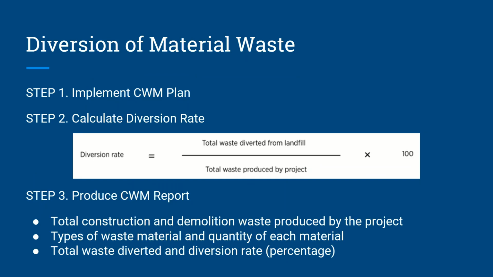To earn this credit in the Materials and Resources category, the first step is to implement a Construction Waste Management Plan, or CWM plan. After the CWM plan is created, the project team can calculate the waste diversion rate, which is defined as the total waste diverted from landfill divided by the total waste produced by the project multiplied by a factor of 100. Once the project diversion rate is calculated, a final waste report for the project can be created and must include the following information: the total construction and demolition waste produced by the project, the types of waste material and quantity of each material, and the total waste diverted and the diversion rate reported as a percentage.